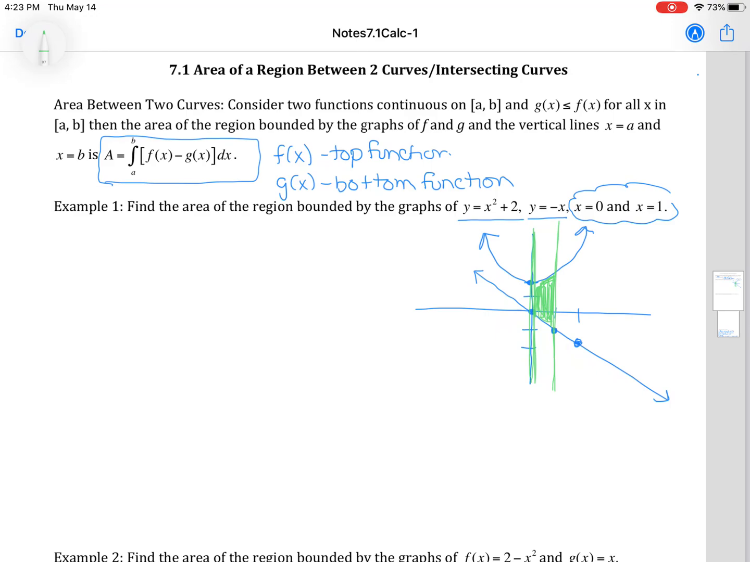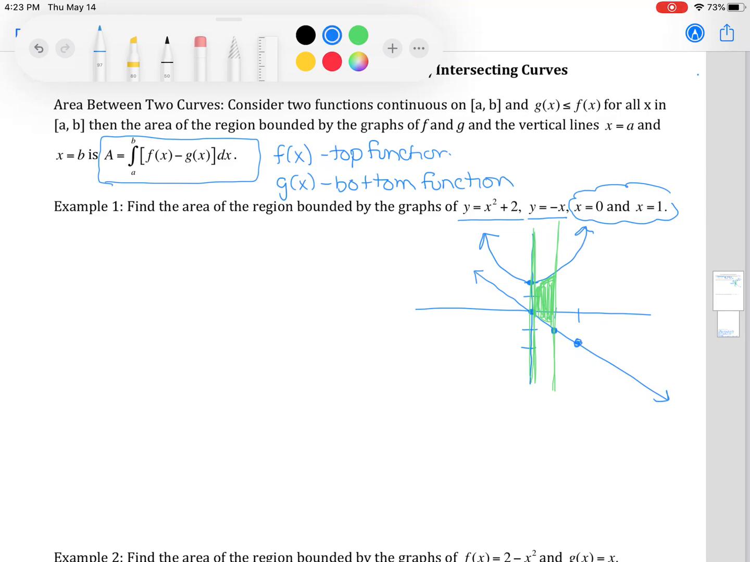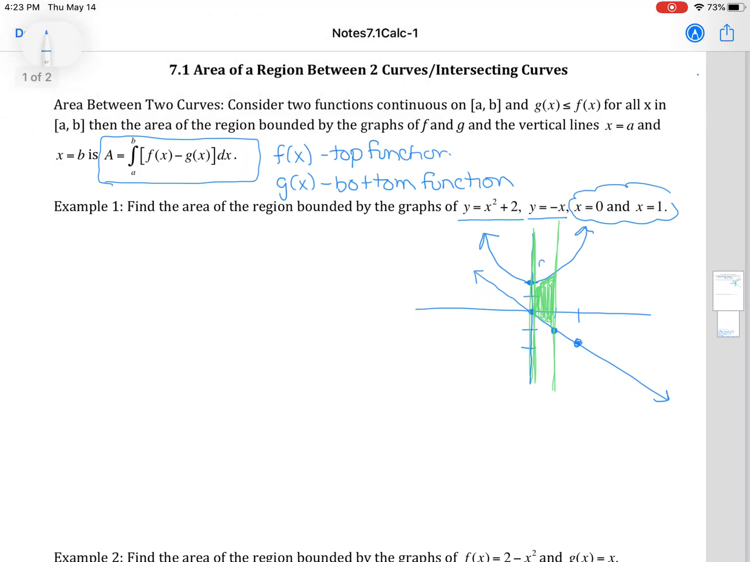Now, we can't use formulas like we do in geometry for a triangle, a trapezoid, because all of these are curved edges. So this is where the integration comes in. Okay, so if we look at this, we have to first of all decide which function is above the other function. So if we look at the green shaded region, just that region alone, the parabola is above the line, which means that f of x would be up here and g of x would be down here. We see our x parameters here are going from 0 to 1. And now we have everything that we need to create our formula.